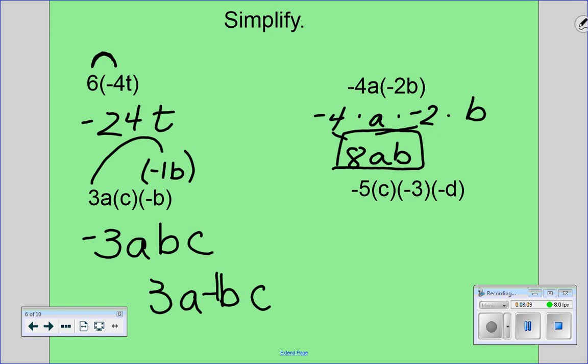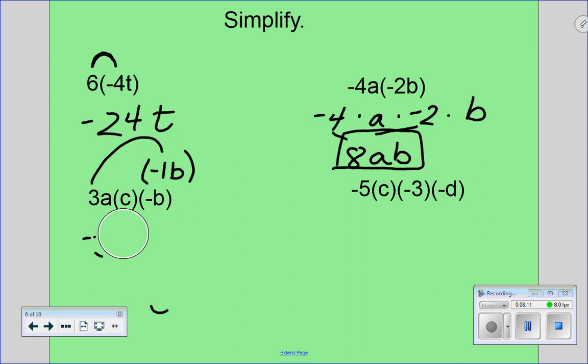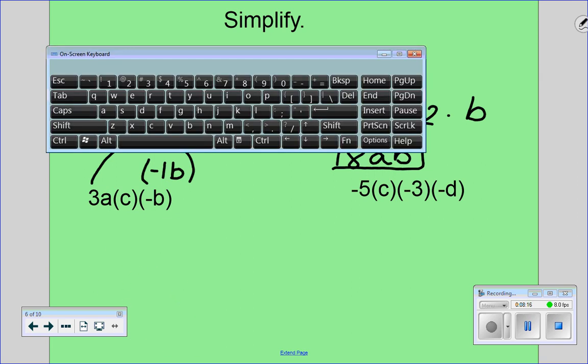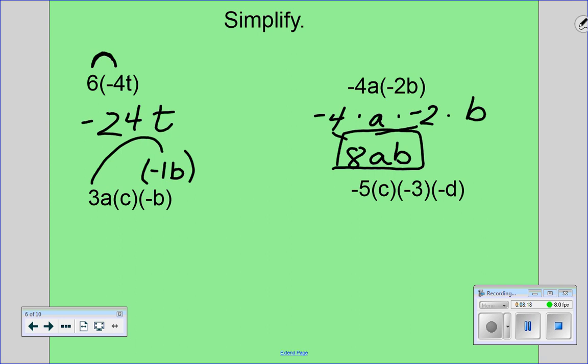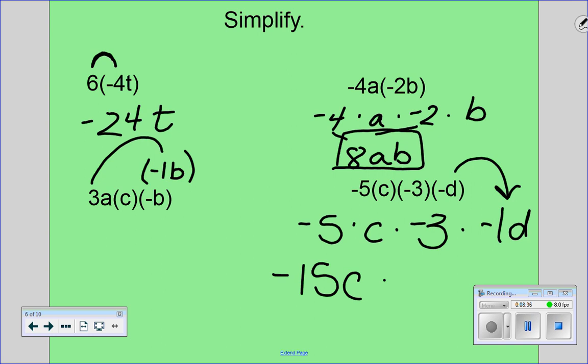So another example would be this one up here, because I have a negative d. If you want, maybe it'd be easier to even just write everything out. Times c times negative 3 times negative 1d. See how I made that a negative 1d? And now I'm going to multiply all my numbers together. So negative 5 times negative 3 would be 15. 15 times negative 1 would be negative 15. And then I put in my letters also.